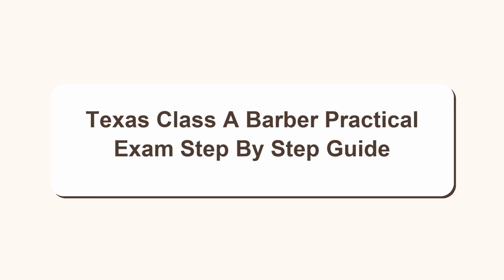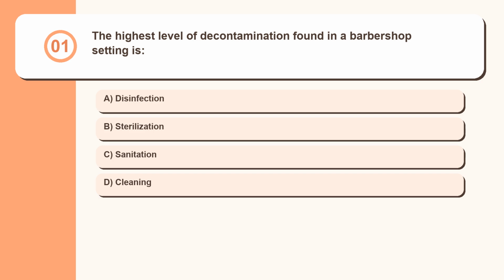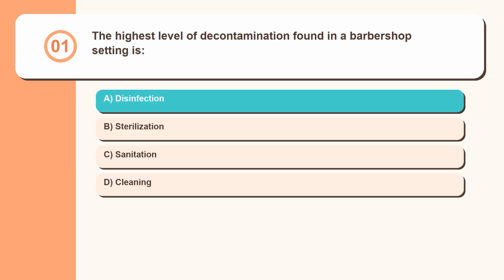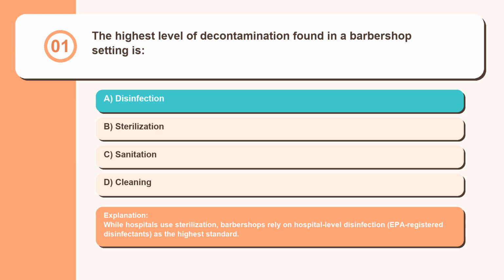Texas Class A Barber Practical Exam Step-by-Step Guide. Question 1. The highest level of decontamination found in a barbershop setting is disinfection, sterilization, sanitation, cleaning. While hospitals use sterilization, barbershops rely on hospital-level disinfection, EPA-registered disinfectants, as the highest standard.